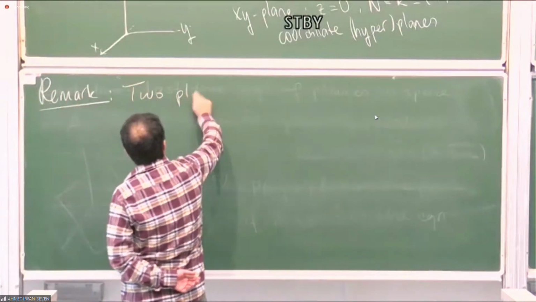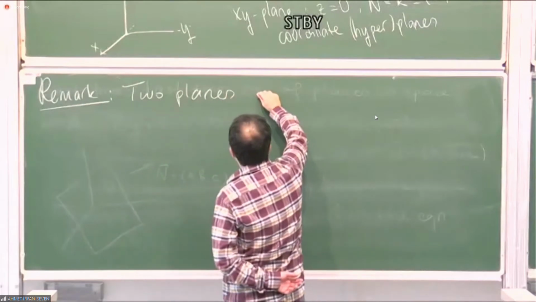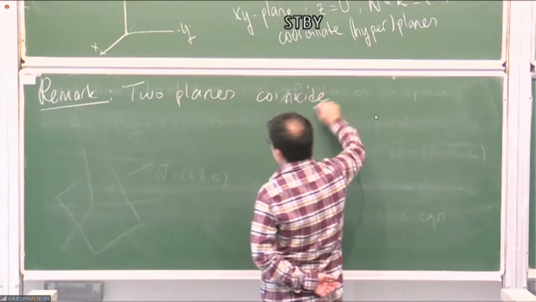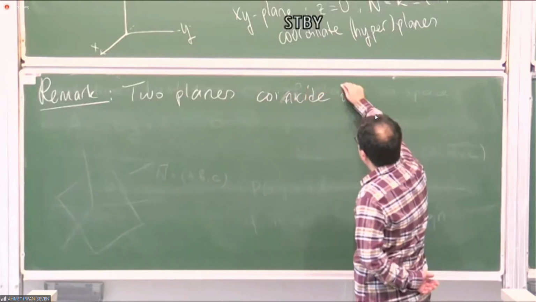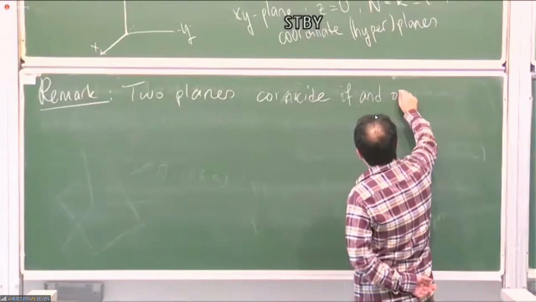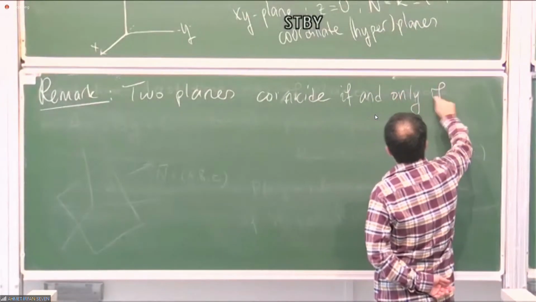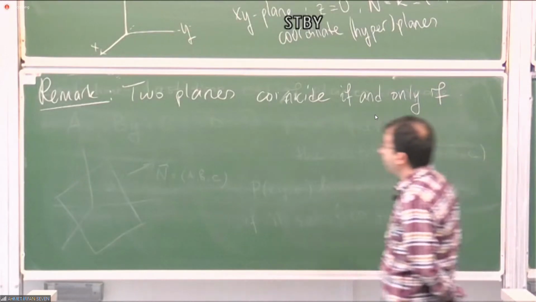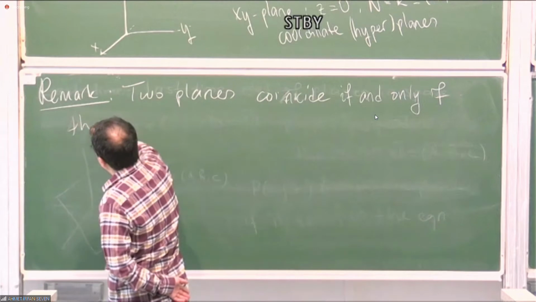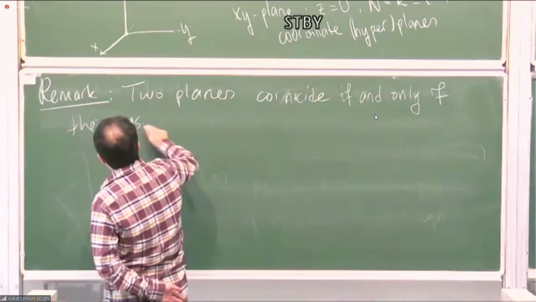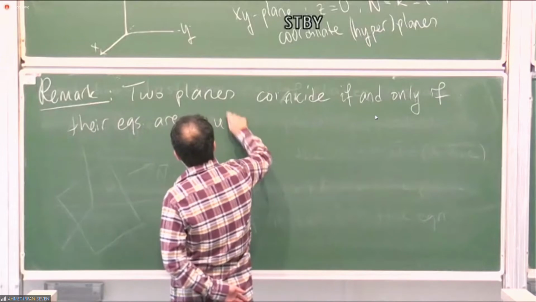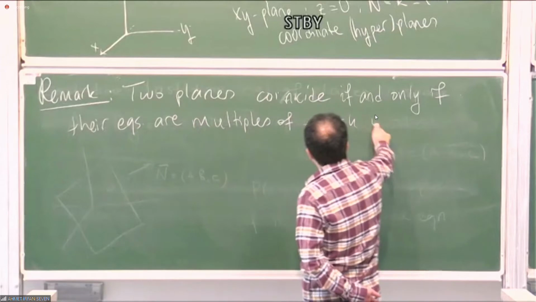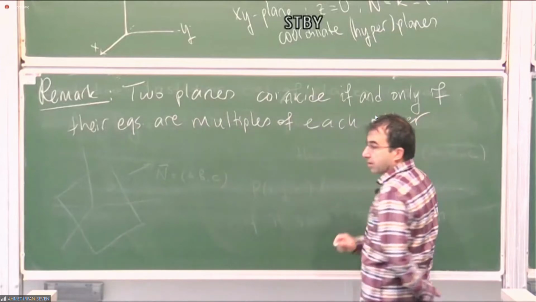Two planes coincide, are the same, if and only if their equations are multiples of each other.